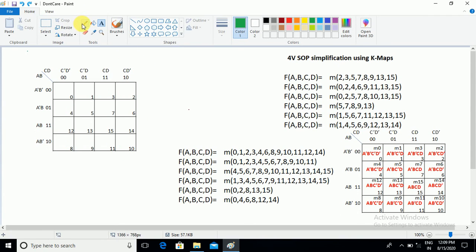Zero one, who are selected? 0, 1, 2, 3, 4, 5, 6, 7, 8, 9, 10, 11. All of these are the selected terms in the given question. Now, how do we do the mapping? Here I am going to select the 8 cell grouping. Easily you can understand it. 8 cells are selected.